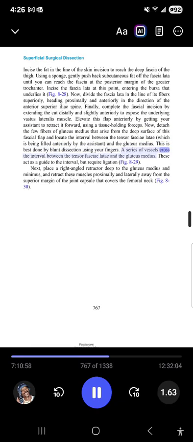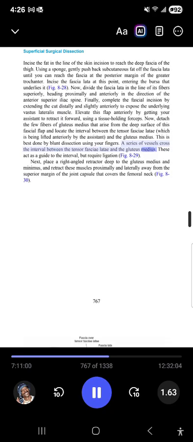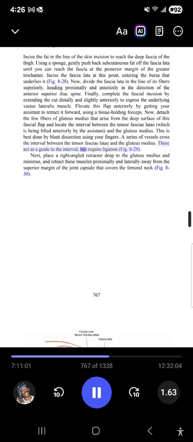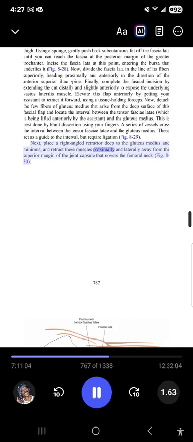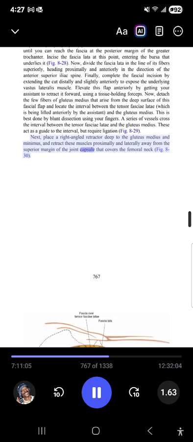A series of vessels cross the interval between the tensor fasciae latae and the gluteus medius. These act as a guide to the interval, but require ligation. Figure 8-29. Next, place a right-angled retractor deep to the gluteus medius and minimus, and retract these muscles proximally and laterally away from the superior margin of the joint capsule that covers the femoral neck.